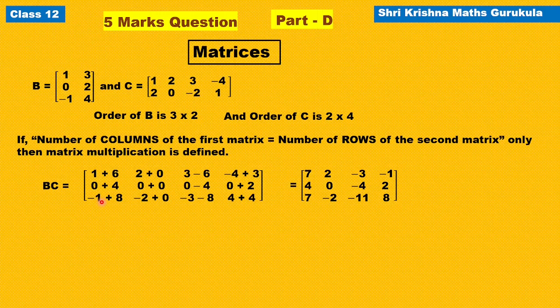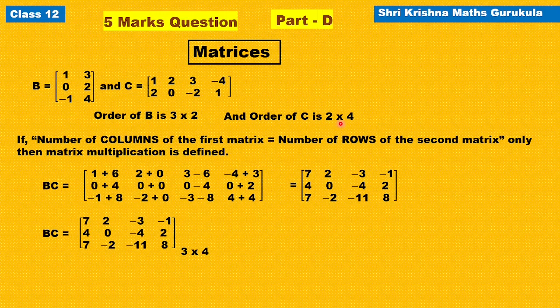Now the third row. This is 7. Yes, 7. So this is minus 2, minus 2. This is minus 11 here. And this is plus 8. Now you can see that we have got a matrix of the order 3 cross 4. Yes. So we have found BC and the order of the matrix BC is 3 cross 4.